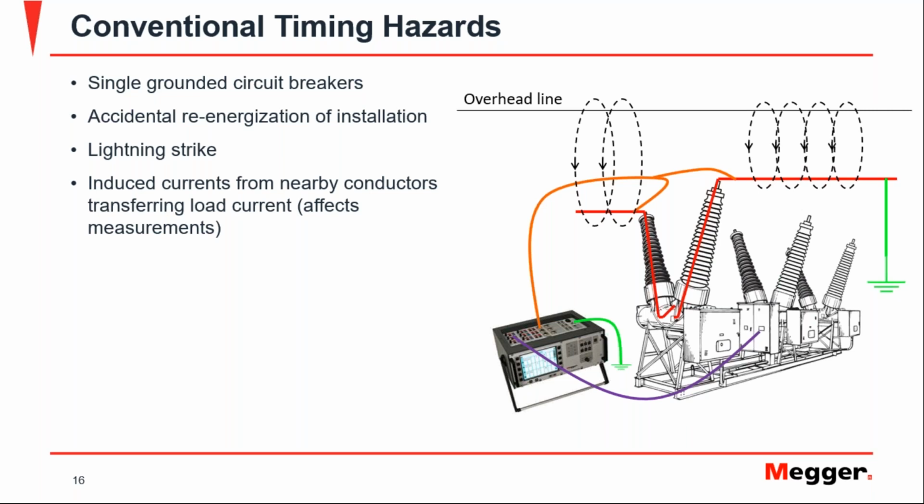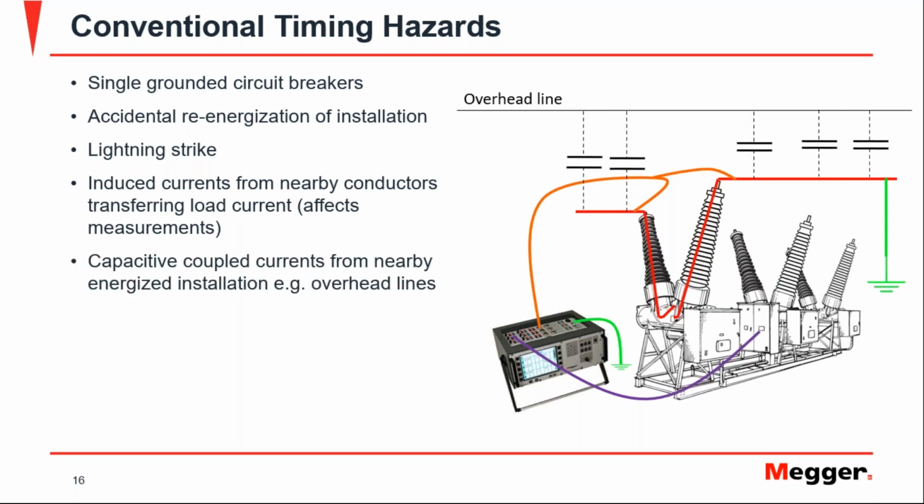And if you have an instrument that is not capable of handling that magnetic induction, or magnetic coupling, then you're going to have results with problems or not accurate. You also have capacitive currents, because of the overhead lines, and this is the one that is more concerning. These will induce currents in your testing cable, and it is very common to see problems or situations after you finish testing.